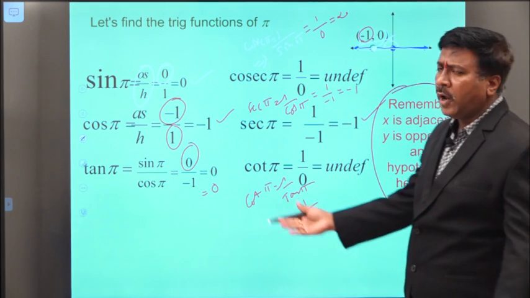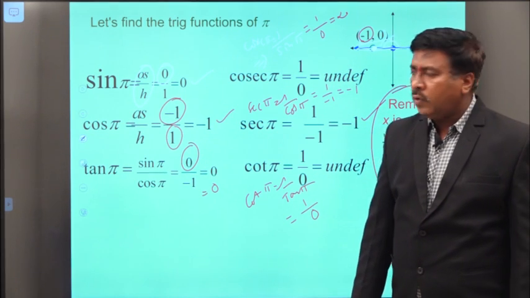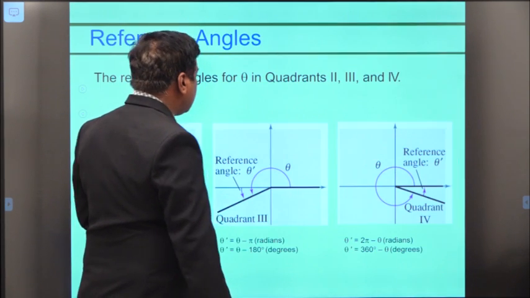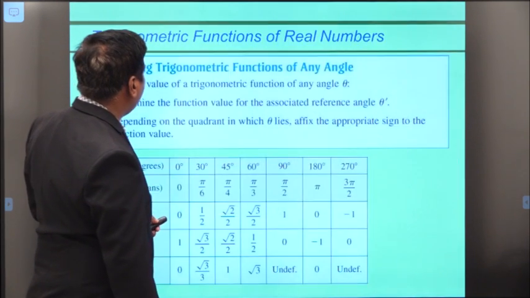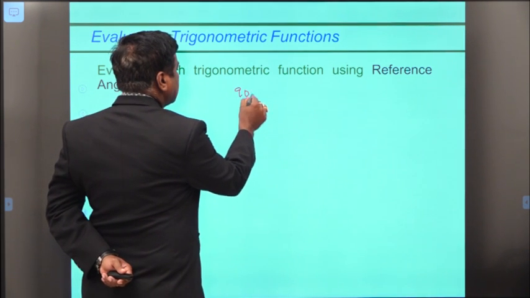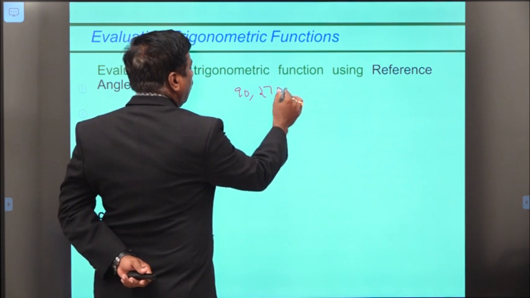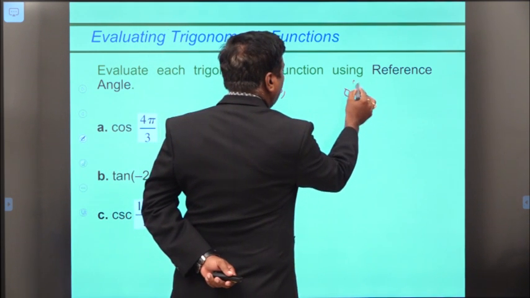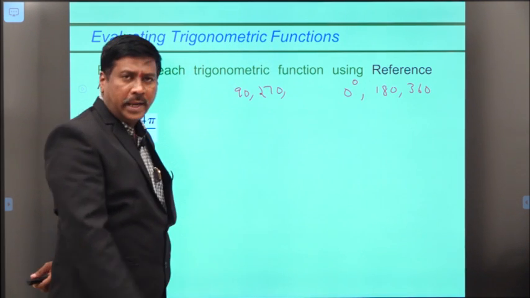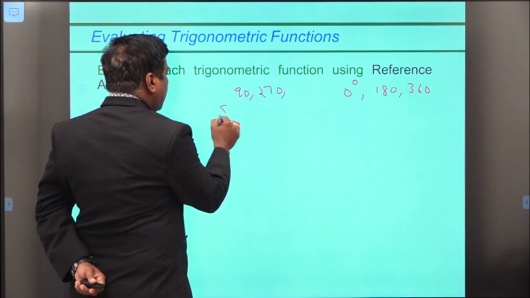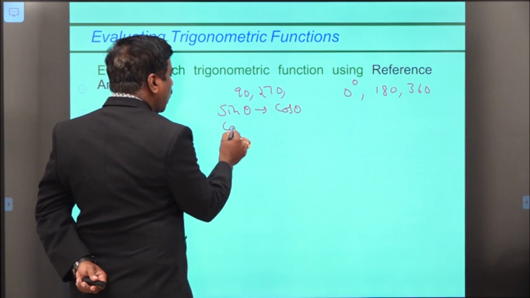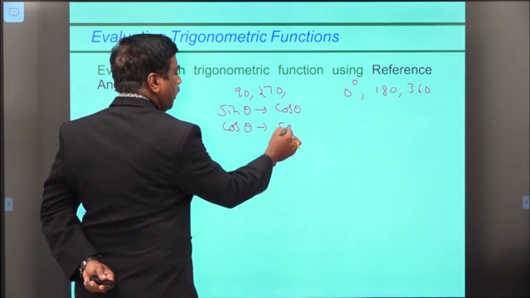Suppose you find this difficult, we can evaluate these values by using this one also. At 90 degrees and 270 degrees, and 0 degrees, 180 degrees and 360 degrees in those angles, we have to assume that sin theta is transformed to cos theta and cos theta is transformed to sin theta.